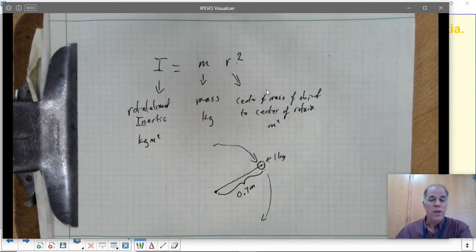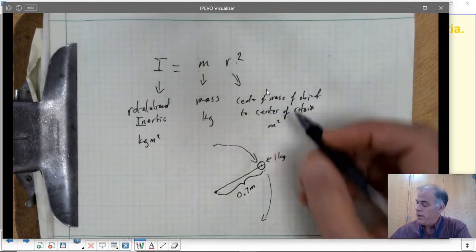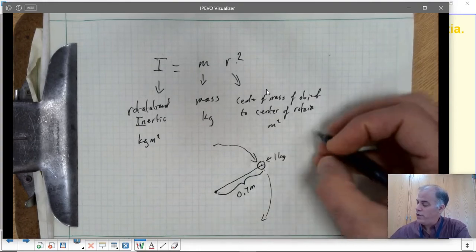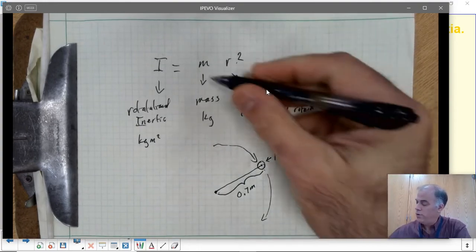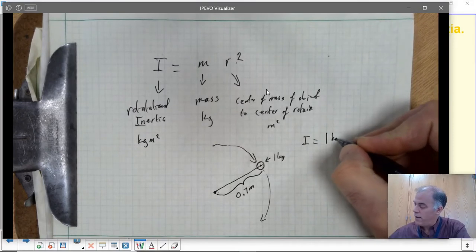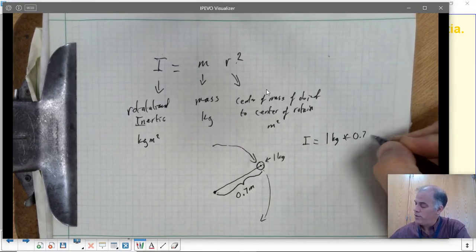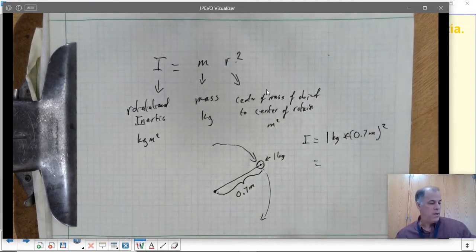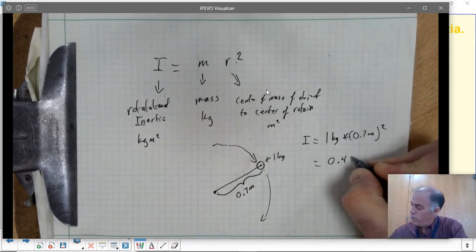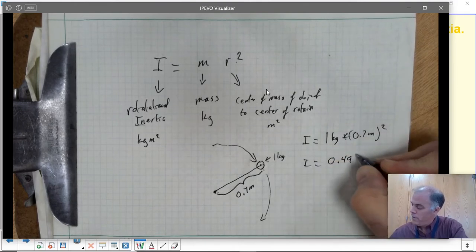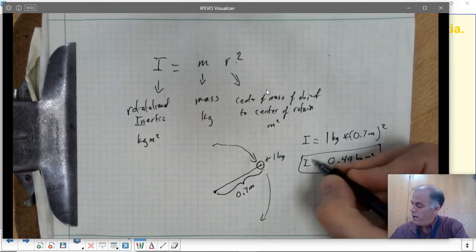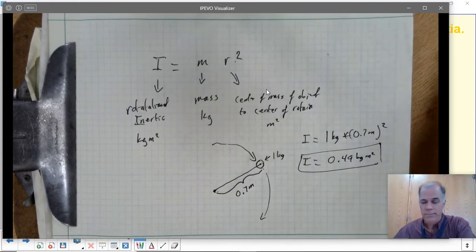Okay, so we can plug some numbers into this as we already have. We can work this out. So the rotational inertia of this object in this situation is going to be equal to the mass, so it's 1 kilogram times 0.7 meters quantity squared, which comes out to be 0.49 kilogram meters squared. Not very complicated, it's just a straight plug-in.